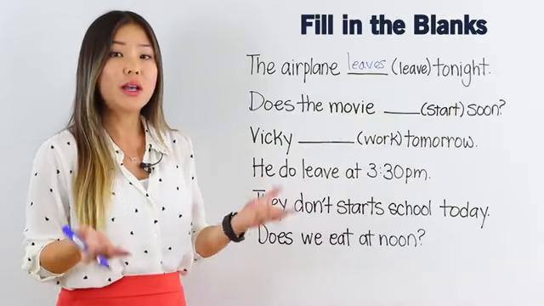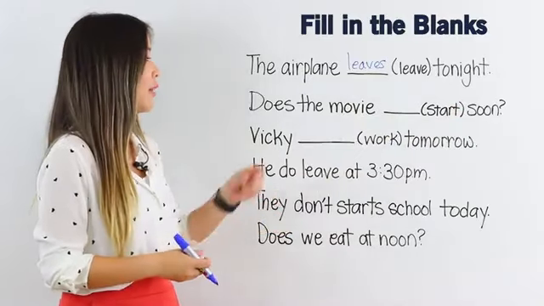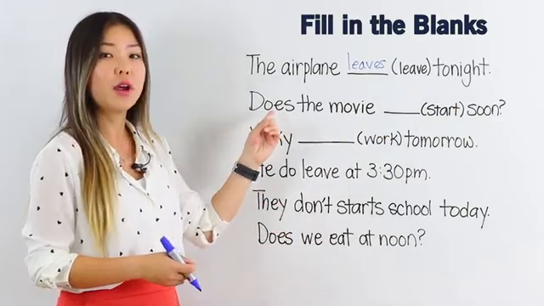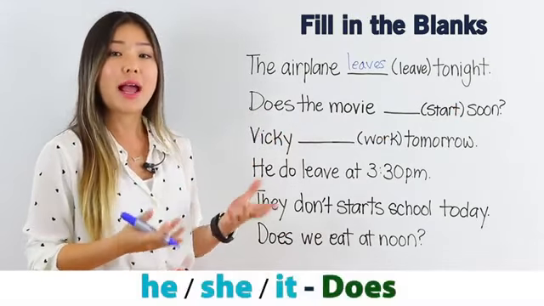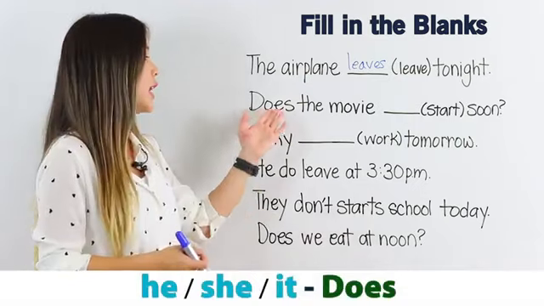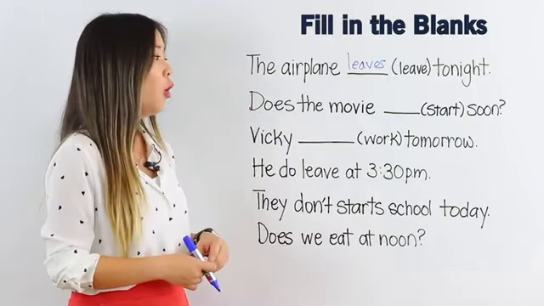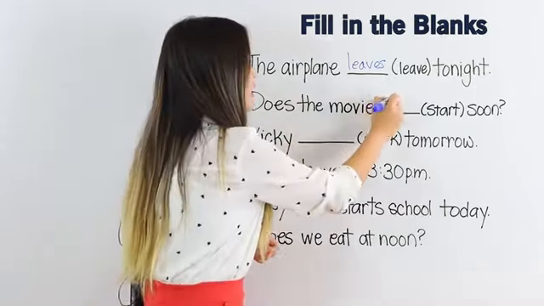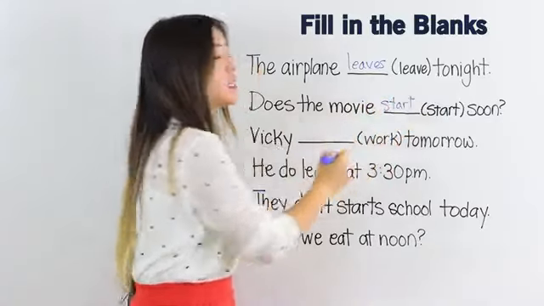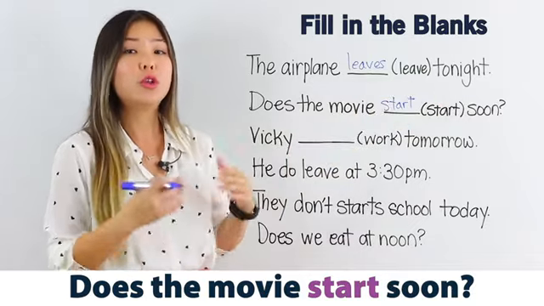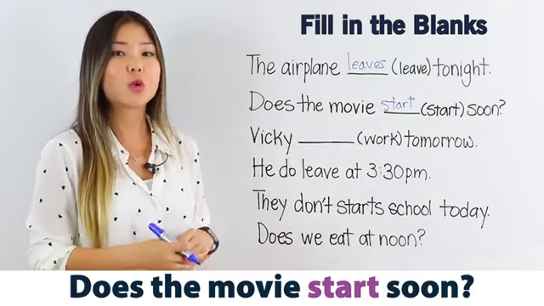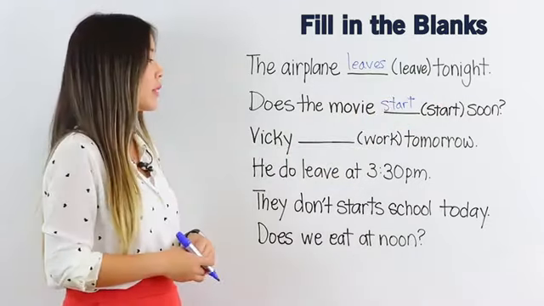Well, this is a question. So we already have the correct word in the front, does. For he, she, it, when we're asking a question, we use does. Now, all we have to do is use the same verb in its base form. So, does the movie start soon? We do not add an S or ES here.